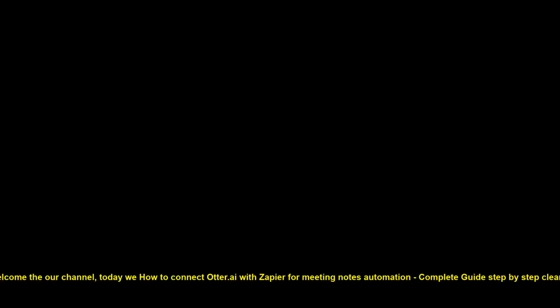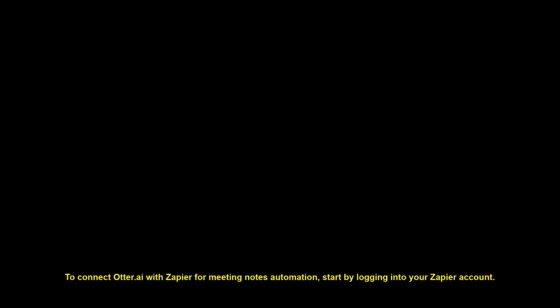Today we show how to connect Otter.ai with Zapier for meeting notes automation, a complete guide step by step, clearly. To connect Otter.ai with Zapier for meeting notes automation, start by logging into your Zapier account. If you don't have an account, create one by following the on-screen prompts.